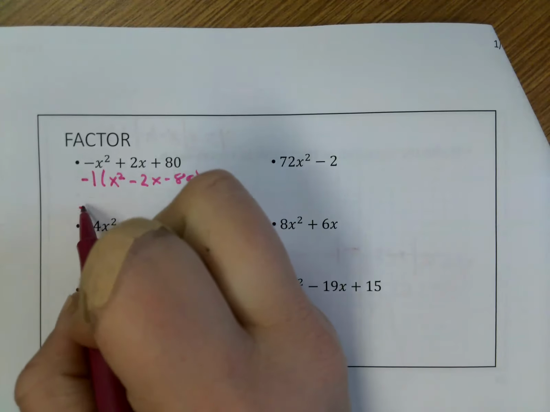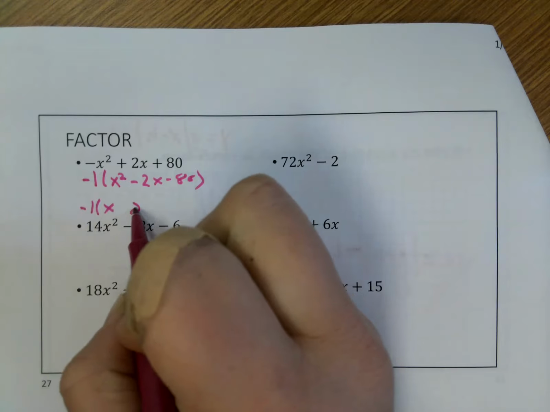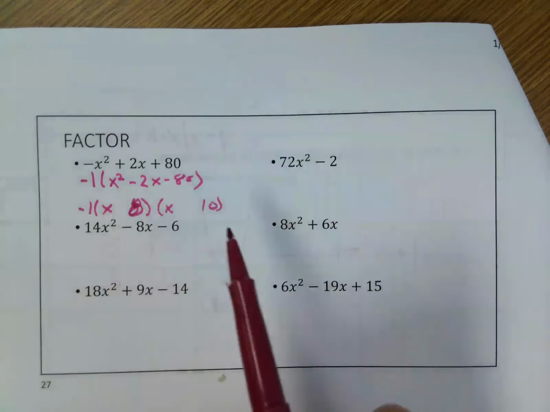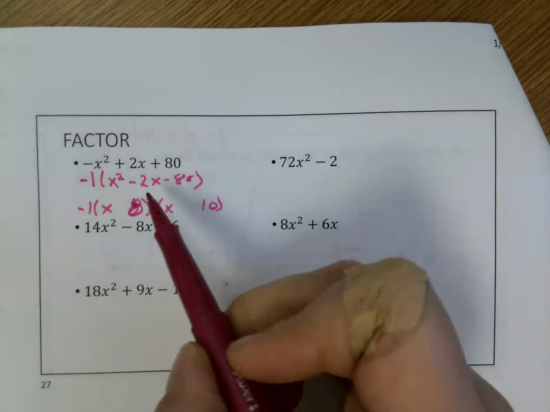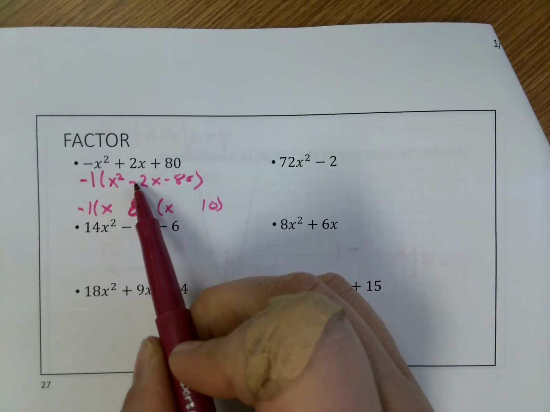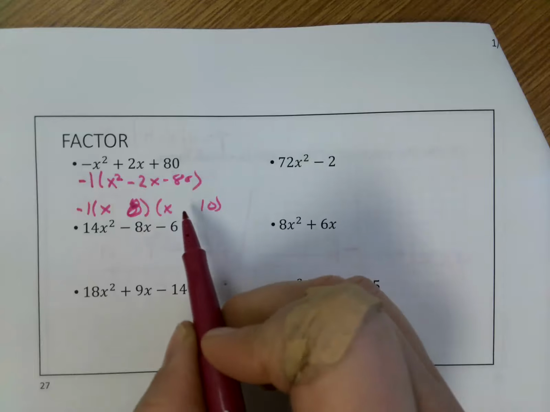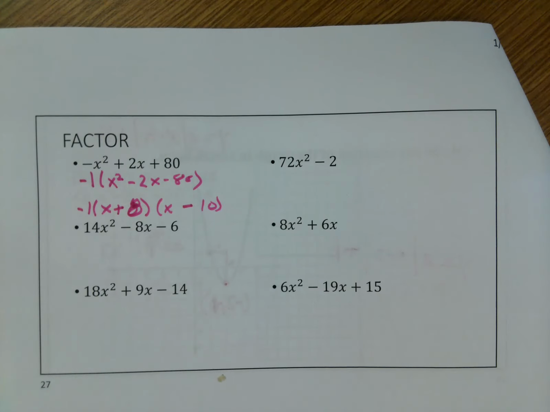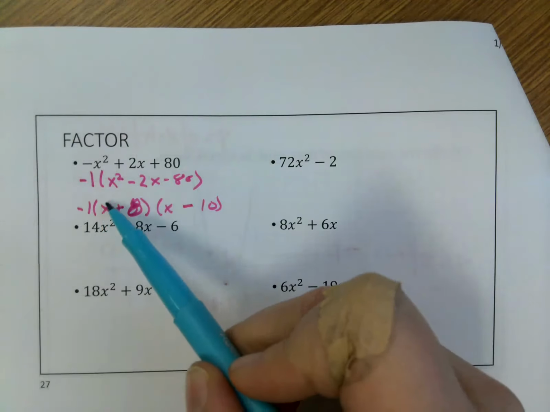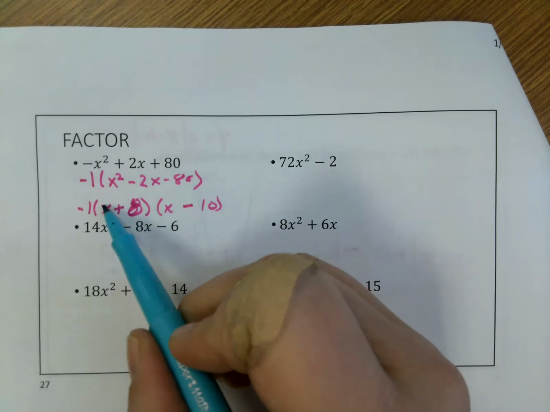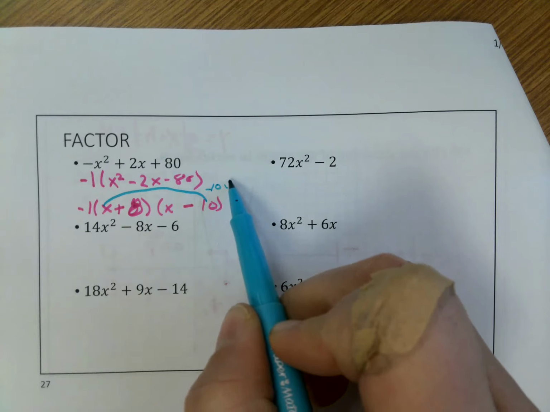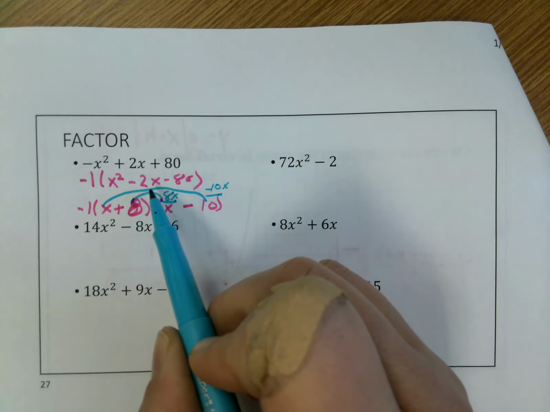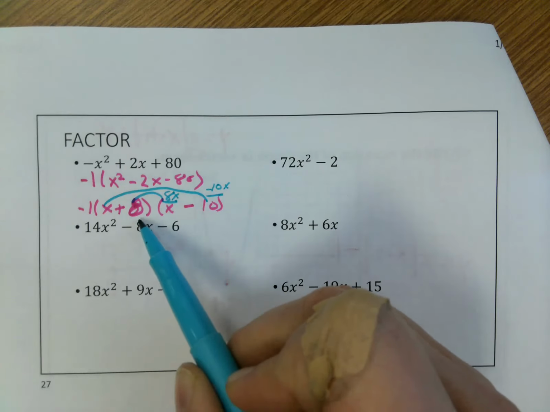Well, I know that 8 times 10 equals 80. And I know they have a difference of 2. So I want to make sure to put my negative with the larger number. So now if I were to guess and check this, so here's what I have. This would give me my x squared. Right here, this would give me -10x. This gives me +8x. And together, those two give me my -2x. And this would give me my -80.